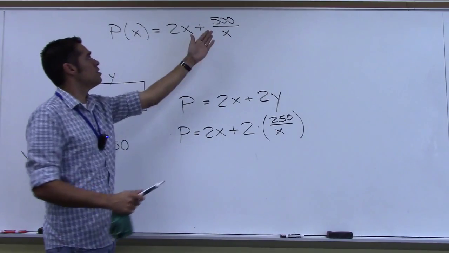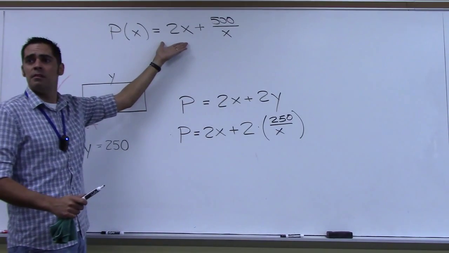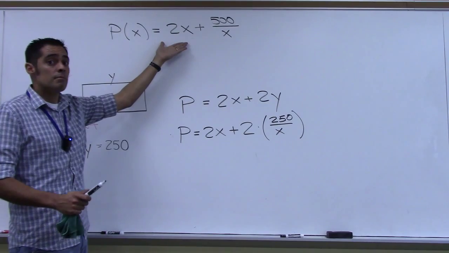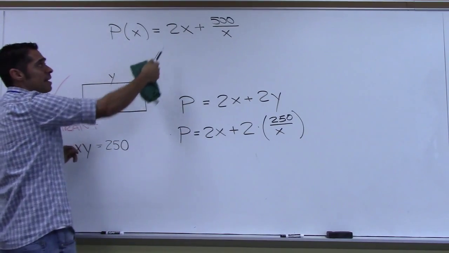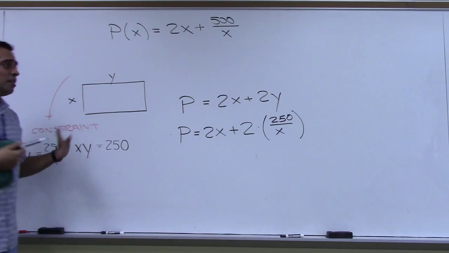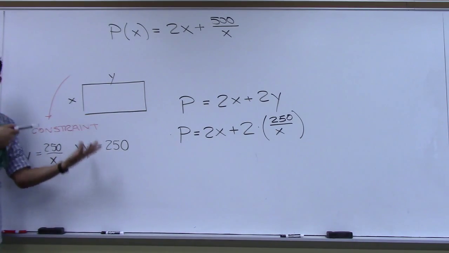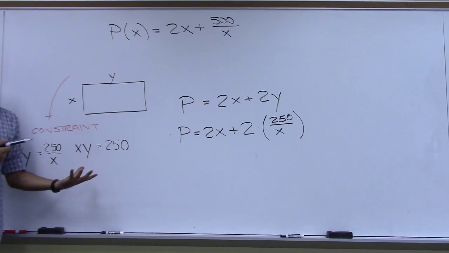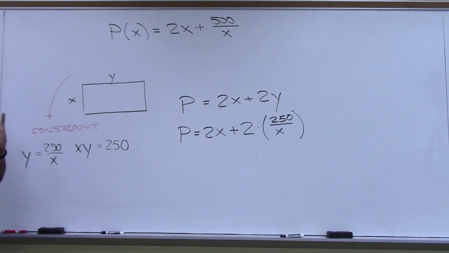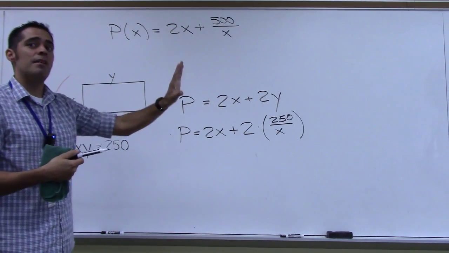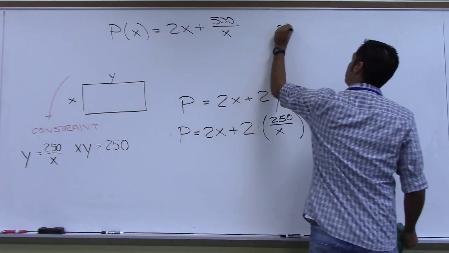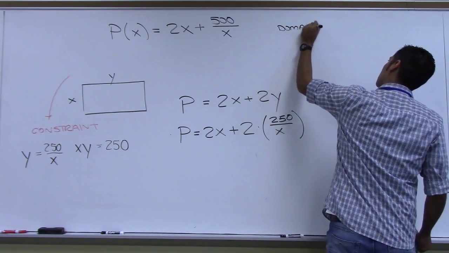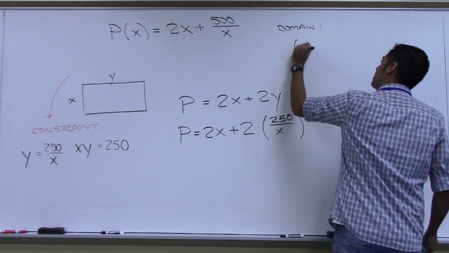If I just threw this function up on the board, could x be negative? If I forget the rectangle, if I just said, hey everyone, here's a function, can x be negative? Yes. But within the framework of the geometry of the problem, can x be negative? It wouldn't make sense. So what we know right now is that x needs to be strictly greater than 0, right? So what I know for domain is that the x value has to be bigger than 0.